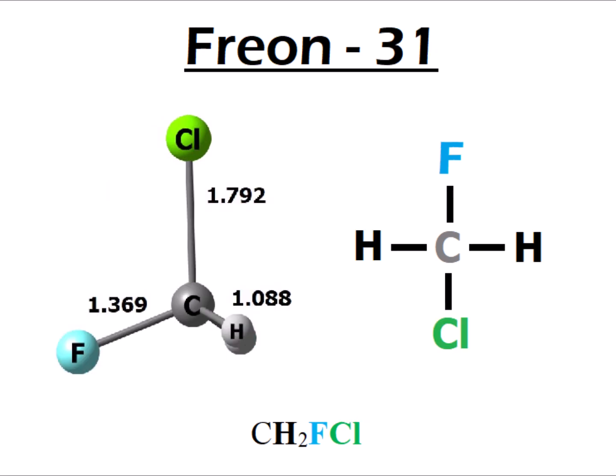And the last of the monocarbon freons we're going to look at is Freon 31. So here we have two hydrogens, one carbon, and one fluorine atom. So left over, there's going to be one chlorine.